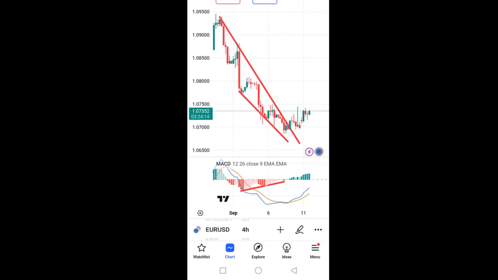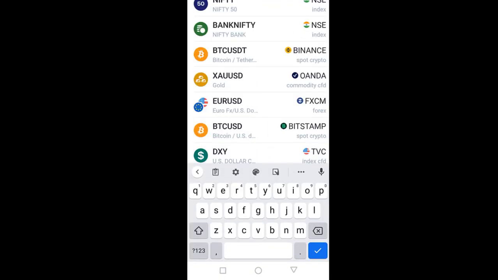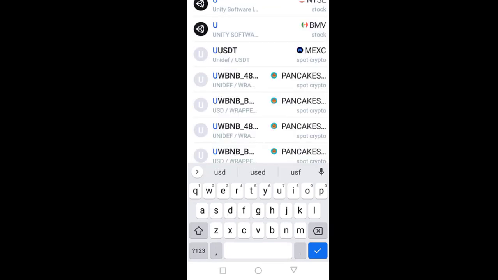And if you are scalping, you can close your position because of this area of resistance. The market is going to go up a little bit and then begin to come back to the downside. That is what I am expecting right now on Euro USD.